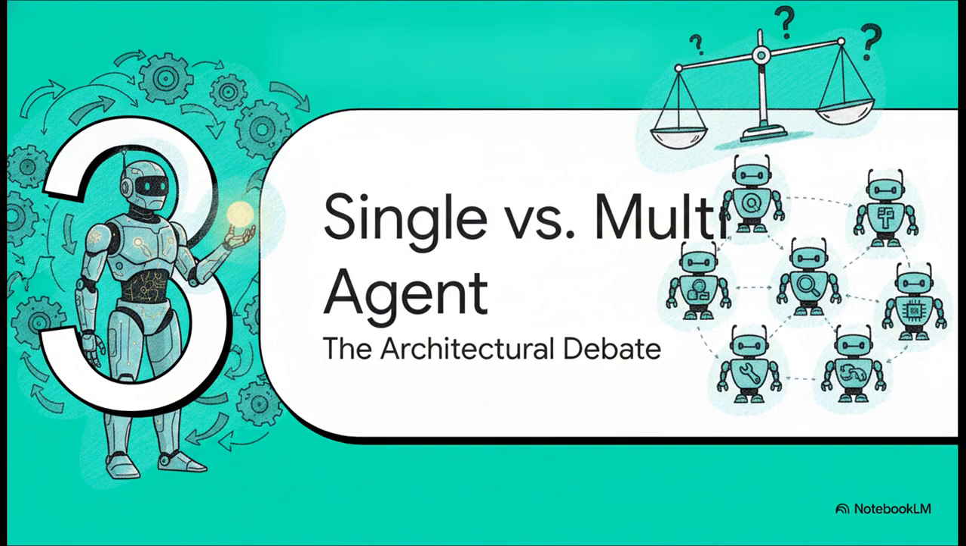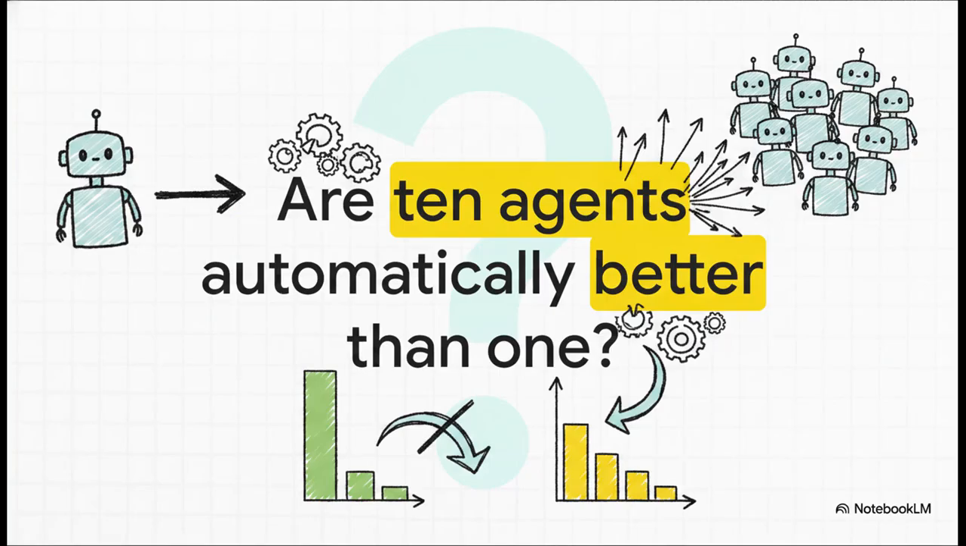Which brings us to Section 3, Single versus Multi-Agent Systems. As our tasks get more and more complex, we inevitably hit the most critical architectural decision in agent design. Do we rely on one unified, incredibly smart agent, or do we orchestrate a whole team of specialized agents? It's the classic question, right? You might logically assume that a multi-agent system is just inherently superior. If one is good, a team must be great.